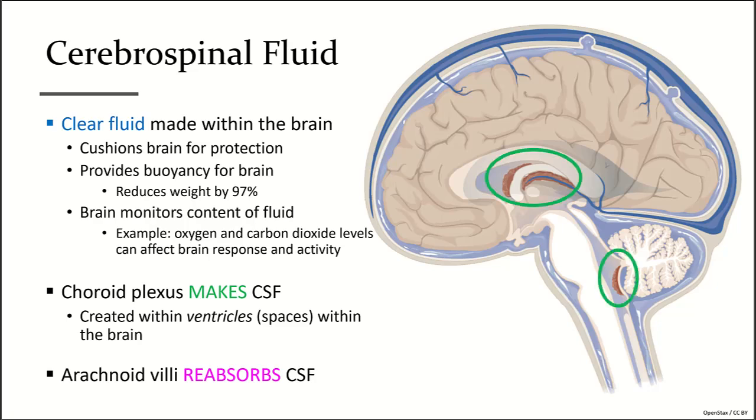So the choroid plexus, identified in the green circles, is going to make cerebrospinal fluid. It creates it from within the brain. It ultimately circulates to the exterior of the brain and then is reabsorbed via these arachnoid villi.